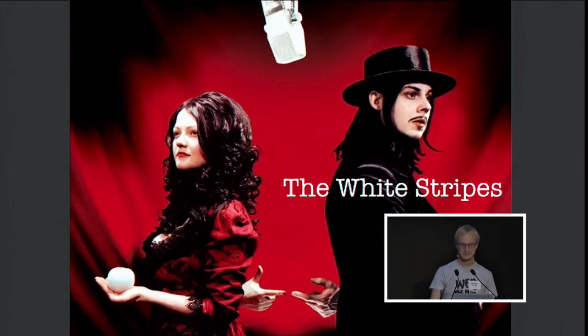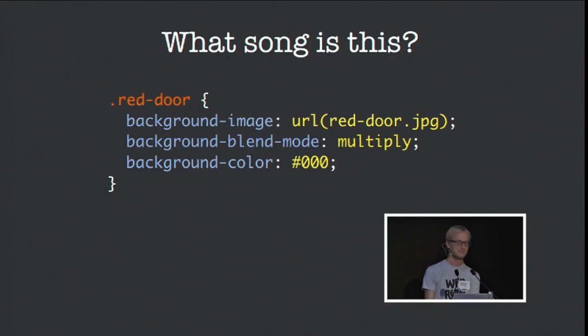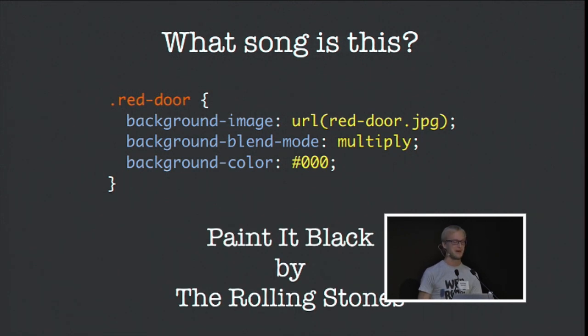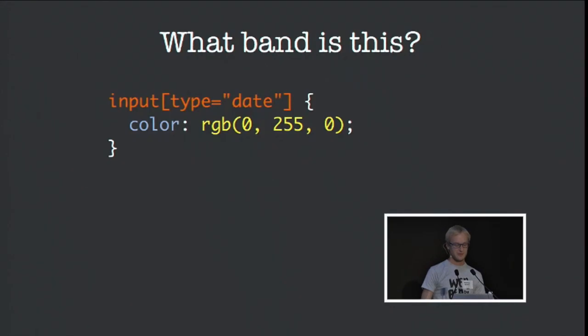All right. OK, now let's try a song, a famous pop song. What song is this? Yep, Paint It Black by the Rolling Stones. Like, if you have a red door in CSS, you want to paint it black, you can use CSS blend modes for that, turns out. OK, what band is this? Yep, Green Day. Wow, that was quick. Respect.